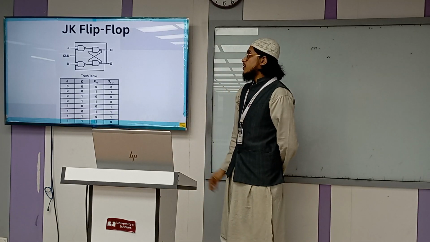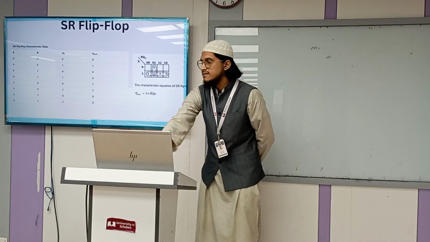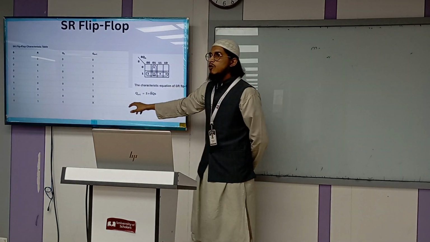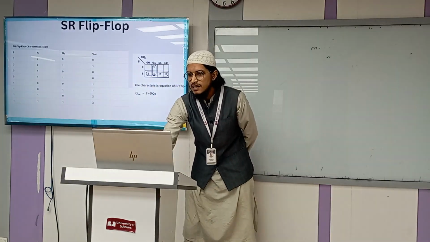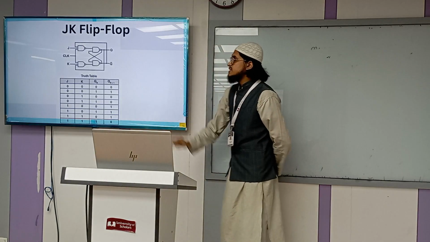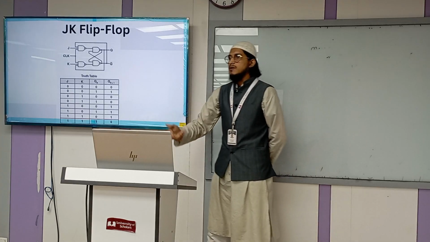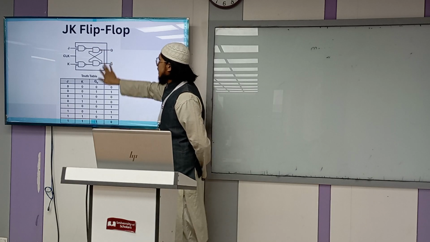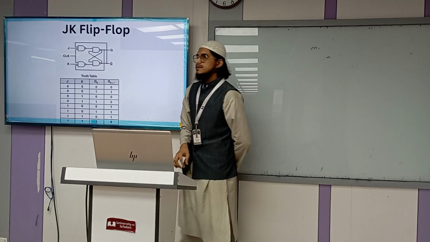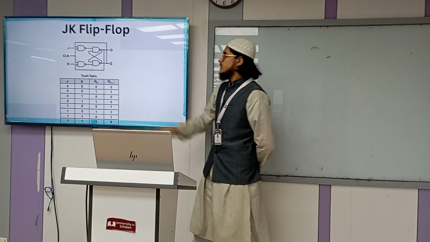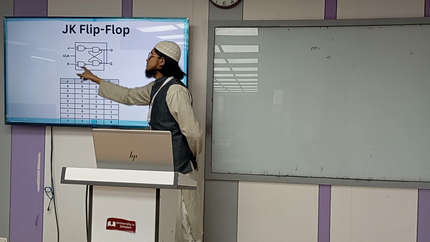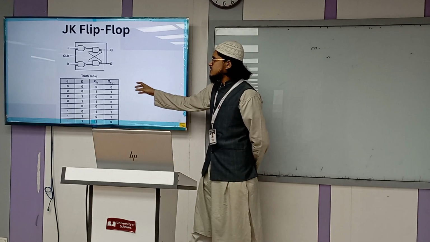JK flip-flop. We already see that in the SR flip-flop, in one case there is no output or the output is invalid. In the JK flip-flop, this situation is overcome. You can see this: if I remove these two lines, this is the same as the SR flip-flop. So to make a JK flip-flop, we have to connect this wire and this wire.